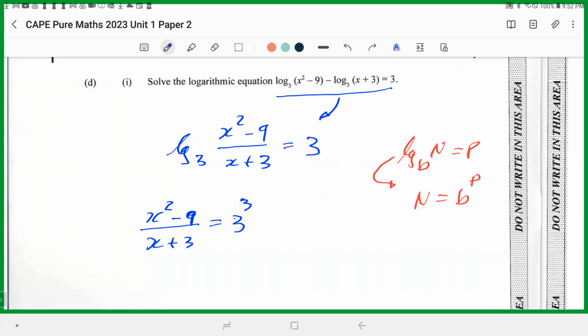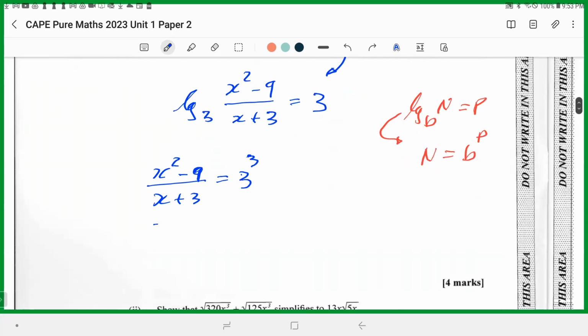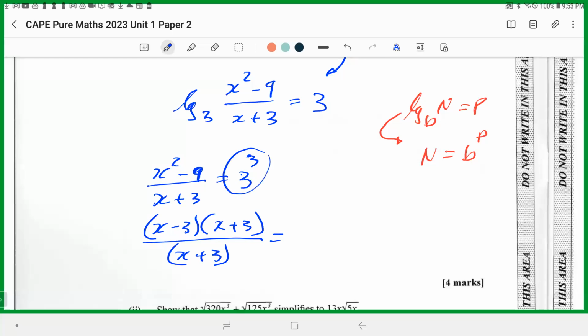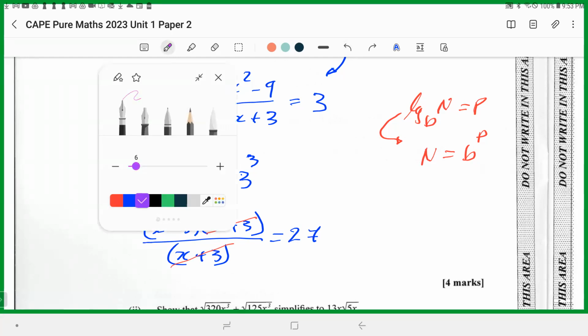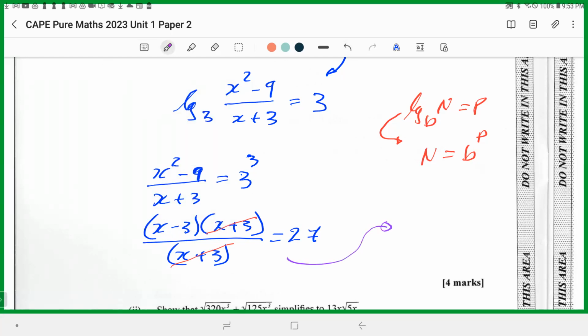Which basically that is 27. But this, as I said, can be factorized. Solve it now. See? So it becomes x minus 3 times x plus 3 divided by x plus 3 equals 3 cubed, which is 27. And so these cancel each other. If that cancels that, we're left with x minus 3 equals 27, which means x equals 30. So this means that our answer is that x equals 30.